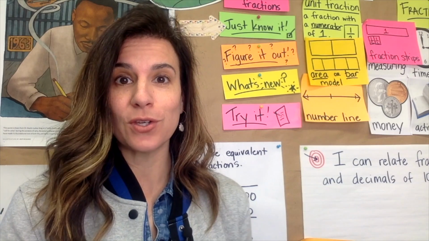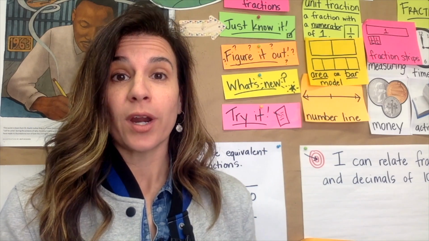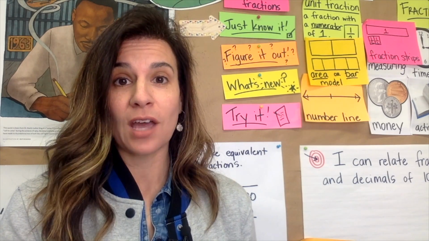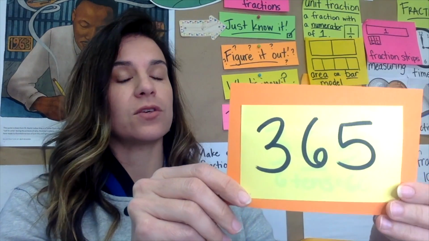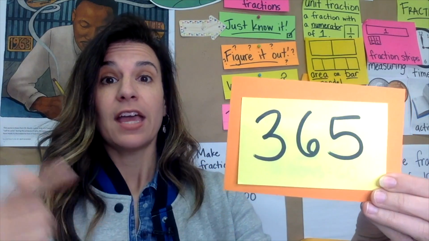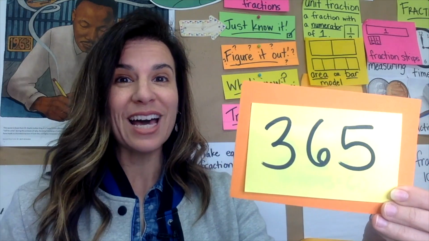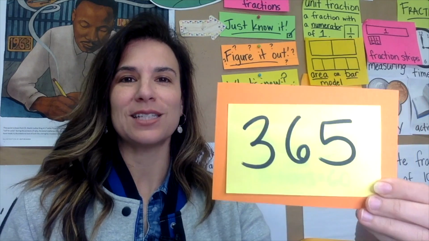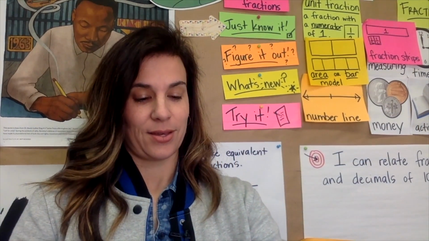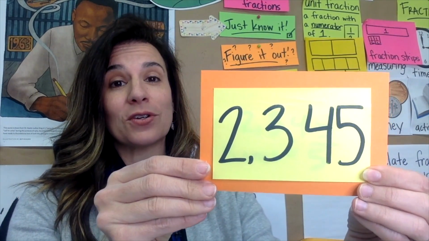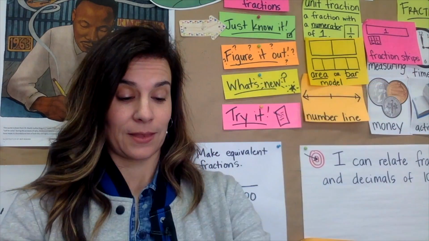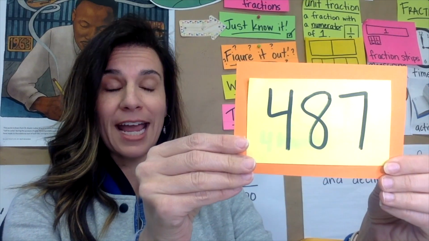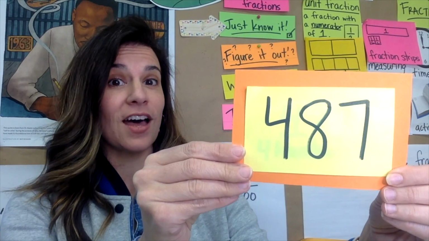So I'm going to show you some numbers, and what I'm going to do is ask you to tell me what digit is in a certain place. So let's start with this one. This is 365. In your head, or say out loud right now, what digit is in the tens place? 2,345, what digit is in the ones place? 487, what digit is in the hundreds place?